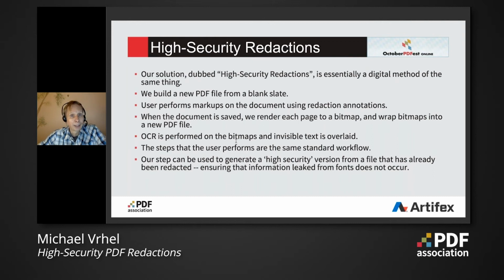The approach that we want to take is one that we call high security redactions, which is basically a digital method of the same thing. The difference is that instead of taking a PDF file and removing information, we build a brand new PDF file from a blank slate. So the user uses the same process in that they perform markups on the document using redaction annotations. And then when the document's saved, we render each page to a bitmap and wrap the bitmaps into a new PDF file. And then optical character recognition is performed on the bitmaps, and invisible text is overlaid on top of the existing text so that we maintain searchability and copy-paste capability.